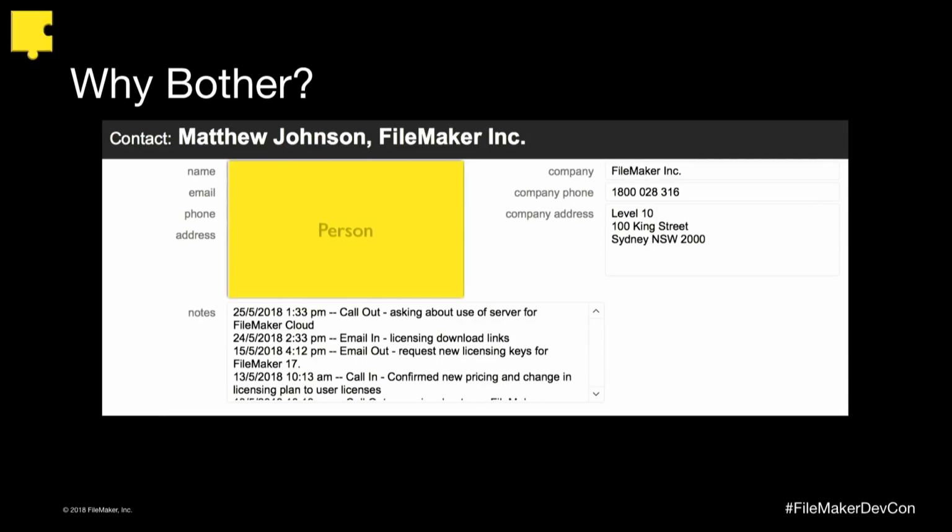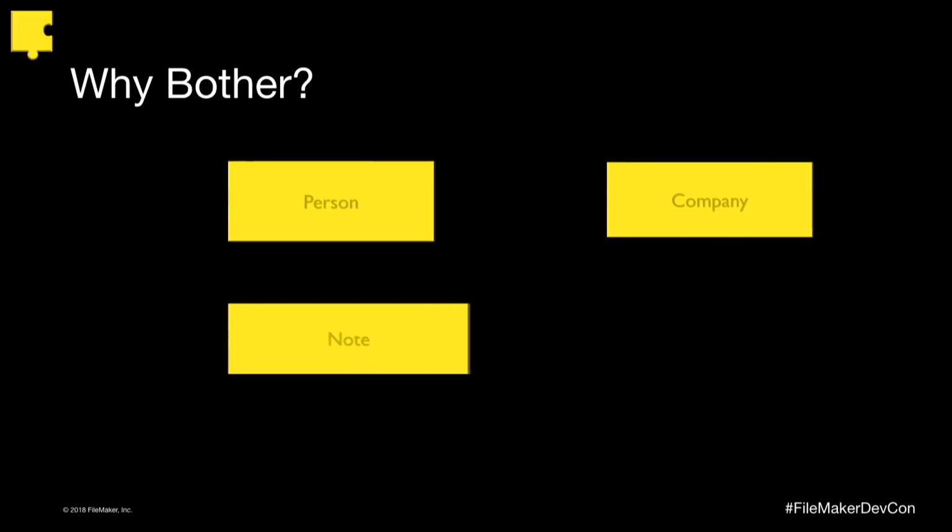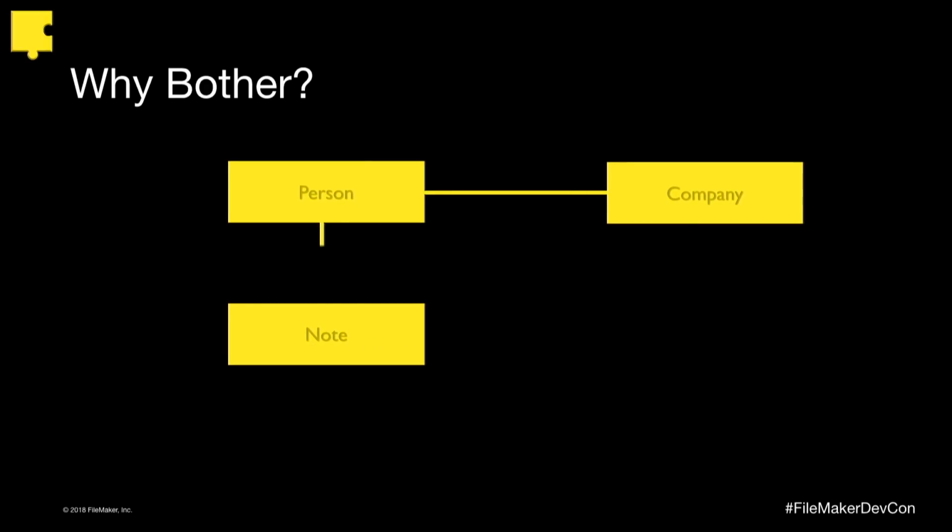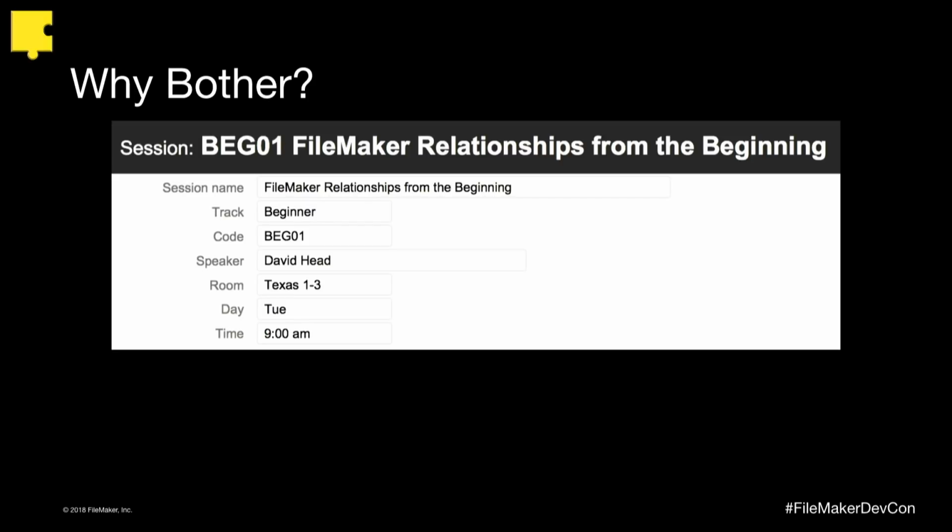So when you look at this structure, you really see three separate entities in one. You've got the person, you've got the company, and you've got their notes. And those entities are linked or related in some way. A company has people attached to it, and a note has a person attached to it. So this is the better structure that we need to do rather than setting everything up in a single table.